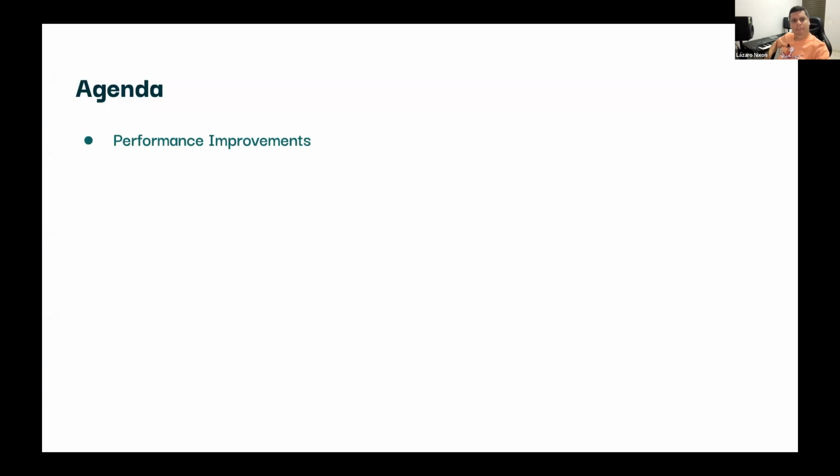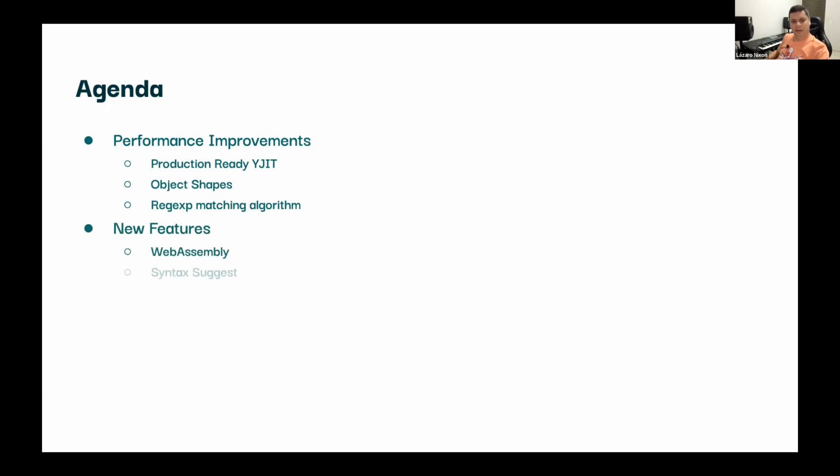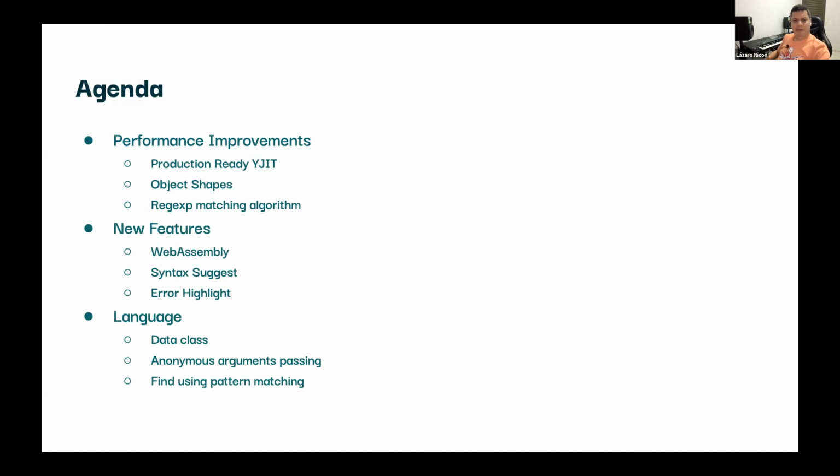And the agenda. So we'll talk about Ruby and about performance improvements. So we'll talk about production-ready YJIT, object shapes, the Regexp matching algorithm, new features, and we'll talk about WebAssembly, syntax suggest, error highlight, and about the language, we'll talk about the Data class, anonymous arguments, passing anonymous arguments, and find pattern matching.